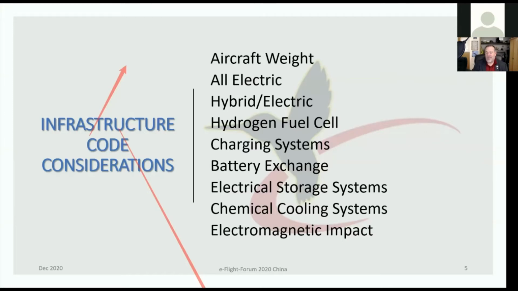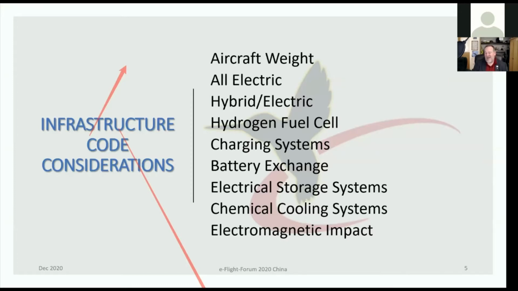Electrical storage systems, the ESS, for downtime of the electrical grid for capacity. We do have a significant amount of information on that, but putting something like that on an elevated structure has yet to be done in this space. Some aircraft are actually looking at using chemical cooling systems for battery recharging.